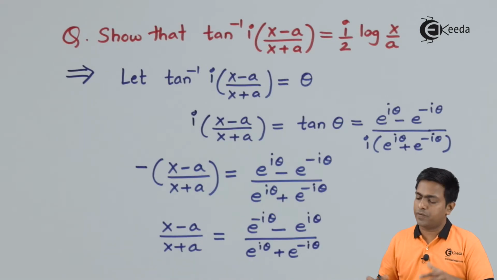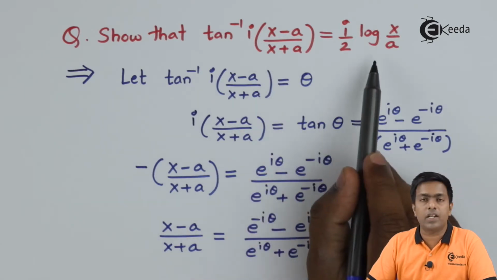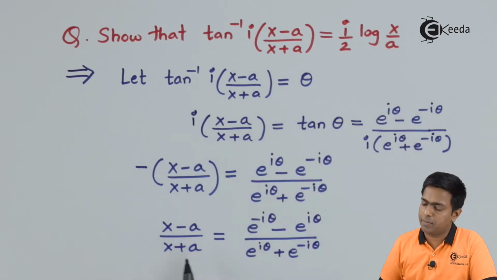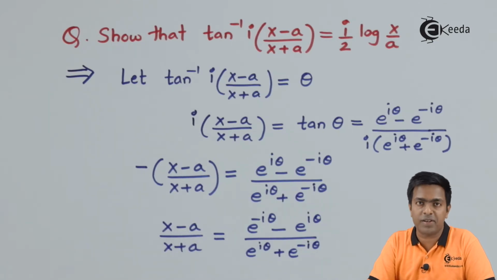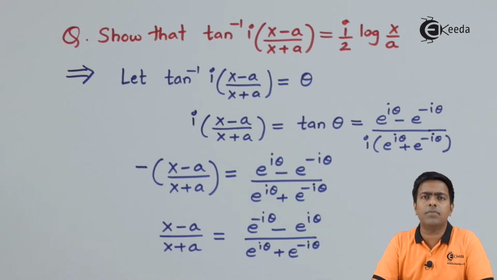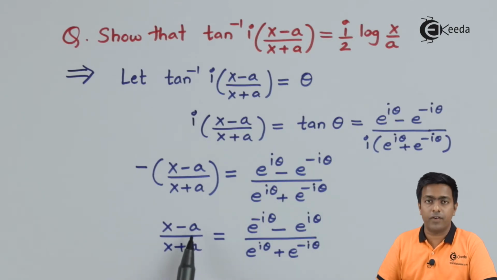Now here we have reached this term. Let's again observe the question. In the answer we want log of x upon a. It means that by solving this we should get x in the numerator and a in the denominator. But right now we have both x and a terms in the numerator as well as in the denominator. To eliminate a from the numerator and x from the denominator, we will use the concept of componendo and dividendo. That's the concept which will help us eliminate a and x. By componendo dividendo, we'll first add the denominator to the numerator. So let's see.